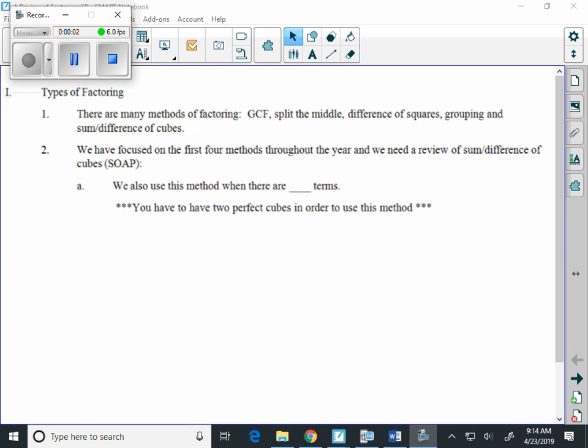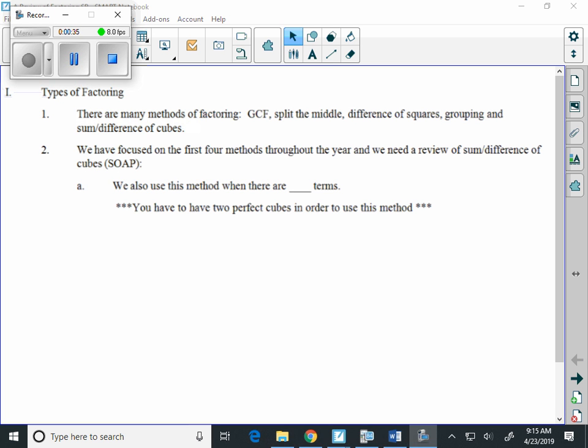We spent a good portion of the year talking about factoring, and our methods of factoring are GCF, which is greatest common factor, split the middle, difference of squares, grouping, and sum and difference of cubes. We focused on GCF, split the middle, difference of squares, and grouping, and we haven't really done that much with factoring cubes since probably late August or early September. So I want to go back over how we factor sum and difference of cubes.